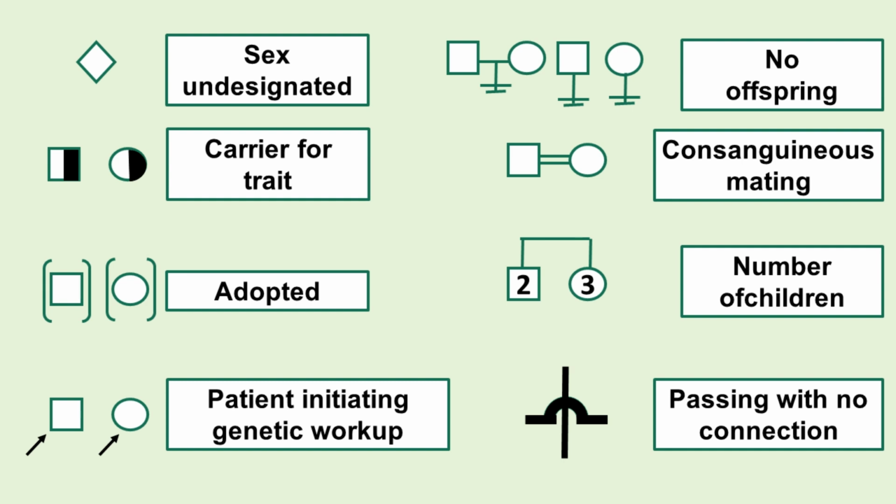Under it, you see a male and female, each in a bracket, indicating that they were adopted, so they have no genetic relation to the parents mentioned in the pedigree, and their biological parents must be considered for their genetic analysis. At the bottom left, you see individuals may be pointed with an arrow from the bottom left, indicating a patient initiating a genetic workup. This symbol is used for medical purposes.